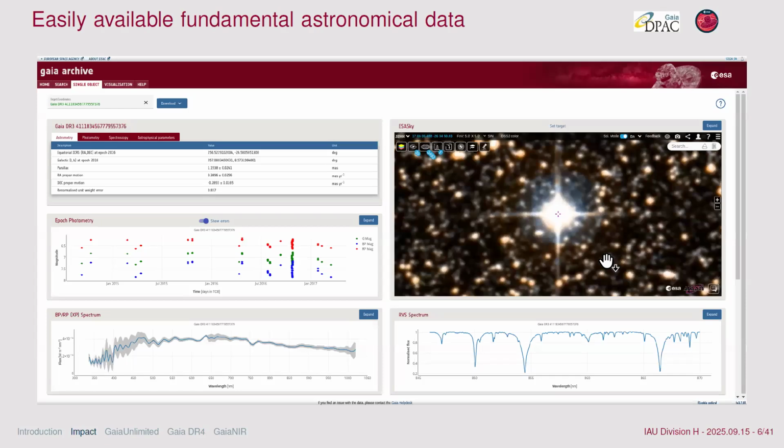So first of all, we now have, since Gaia DR1, basically, easy availability of fundamental astronomical data. Essentially, for any star in the sky, you can look up what is its distance, what is the photometry of the star. For many cases, we have these low-resolution spectra. For a good fraction, also these RVS spectra, and all of that available from an easy interface with the Gaia archive at the various centers where you can retrieve the data.